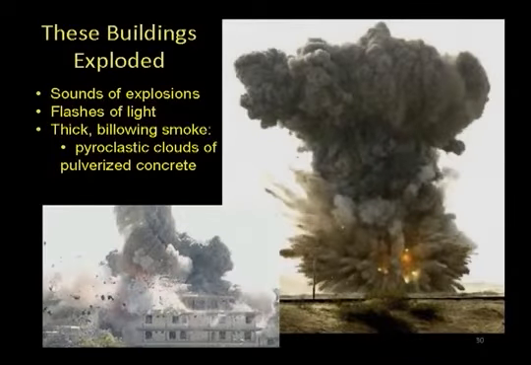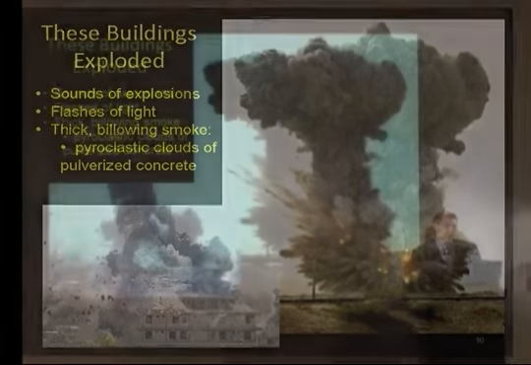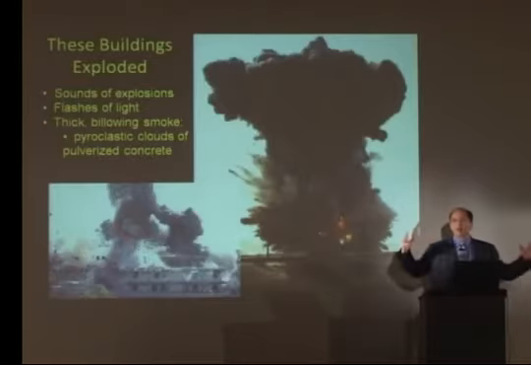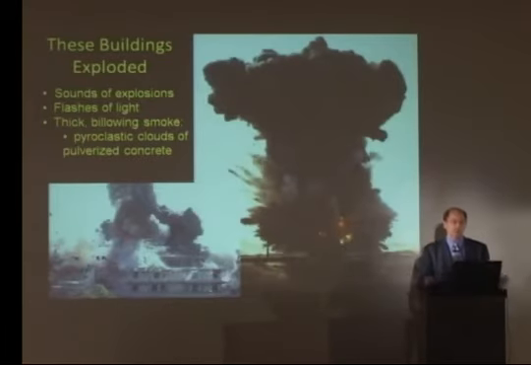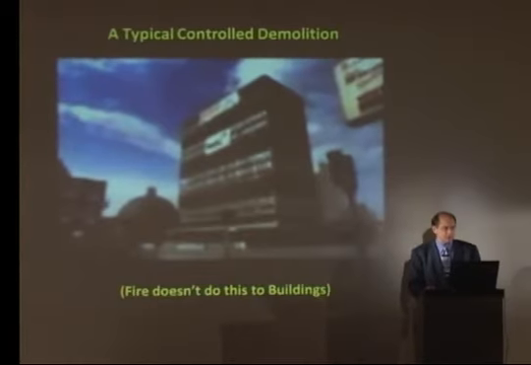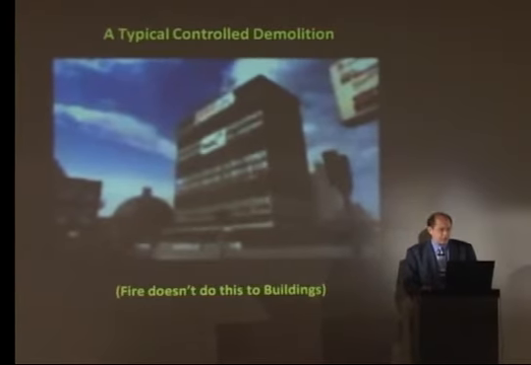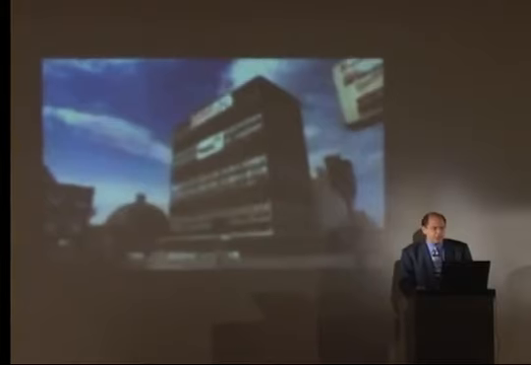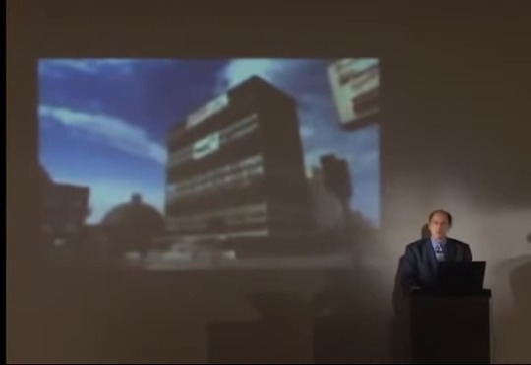These buildings exploded. Witnesses hear sounds of explosions. They see flashes of light. There's thick, billowing, and enormous pyroclastic clouds of pulverized concrete. The expansion of the gases very quickly produces this cauliflower-like formation that we see in the smoke. This is a controlled demolition. Let's focus on this type of destruction first.